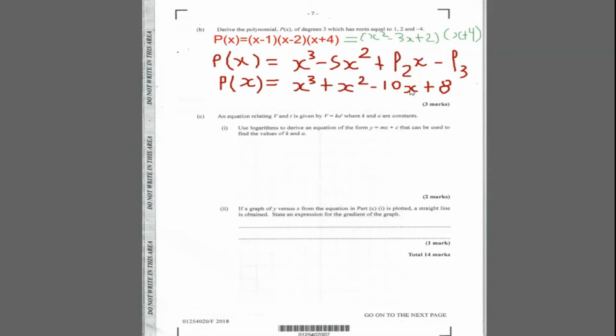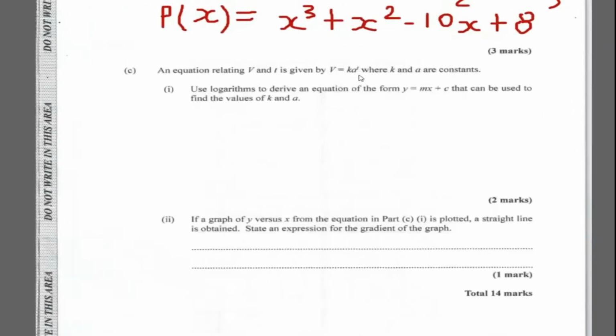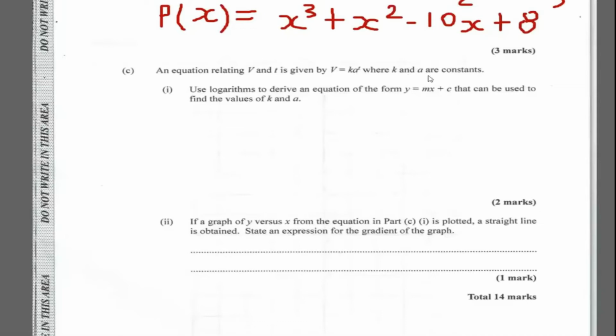Let's look at part C. Part C is saying an equation relating V and T is V is equal to K A to the T, where K and A are constants. And it says use logarithms to derive an equation in the form y equals mx plus c that can be used to find the value of K and A.